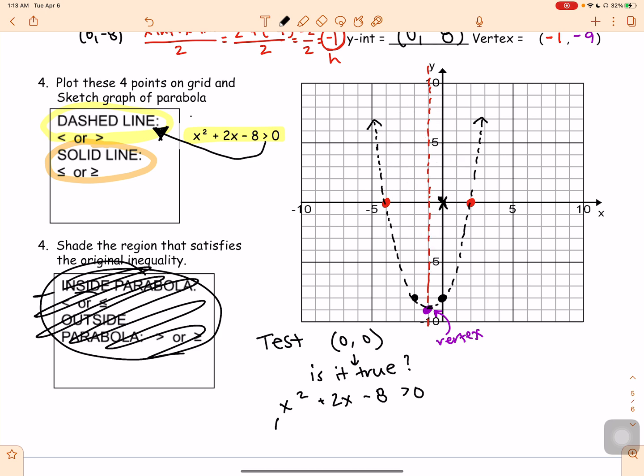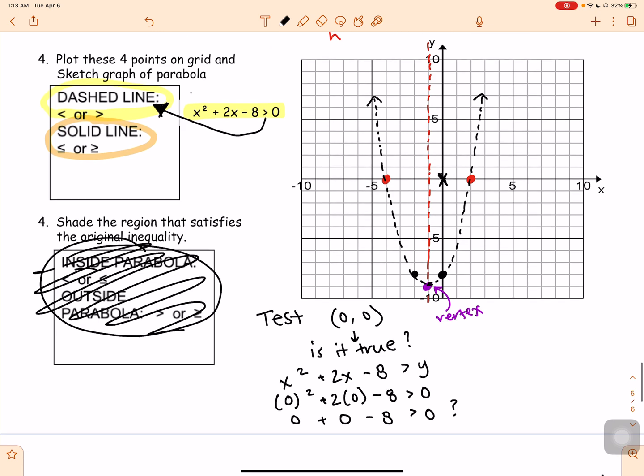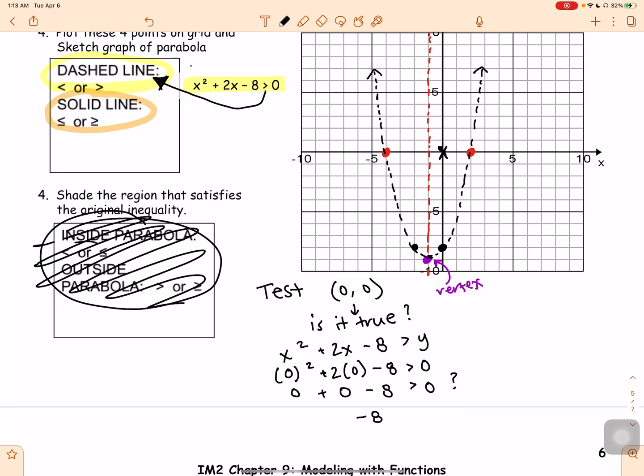So here we go. I'm going to go and plug in 0 for x. And then this is technically, that should have been a y, I'm sorry. Minus 8, and then a 0 for the y. So 0 squared is 0, plus 2 times 0 is plus 0, minus 8. Is that greater than 0? Well, 0 plus 0 minus 8 is just negative 8. Is that greater than 0? Is negative 8 greater than 0? No. So, shade outside.